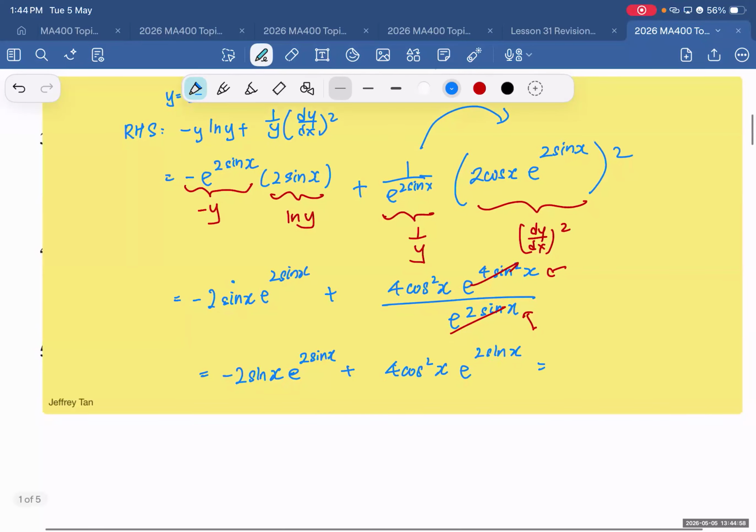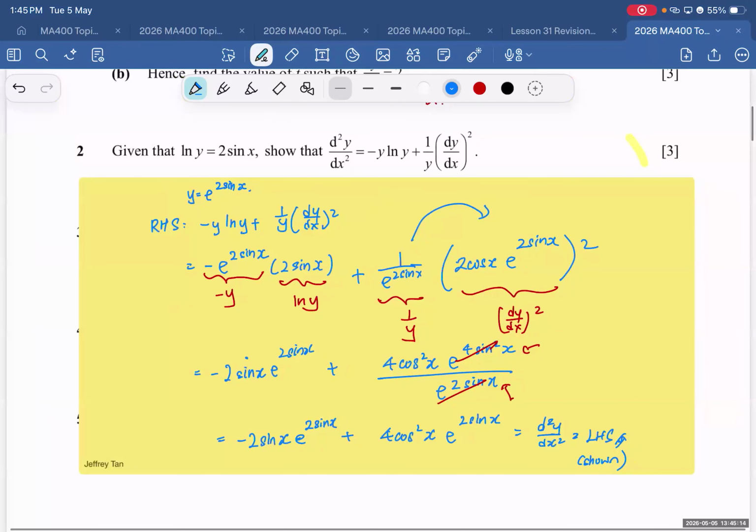Am I right? And then this is equals to d2y dx square. And this is equals to left hand side. Therefore, shown. Okay, that's how you get the answer for question 2. Question 3, 4, 5, quite standard. It's the O-level kind of difficulty. It shouldn't be too challenging. Okay?